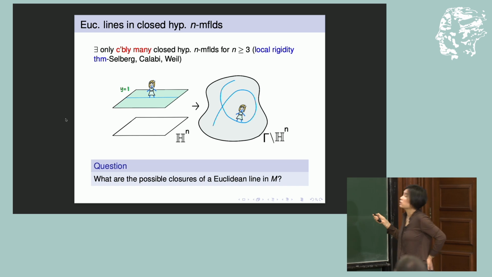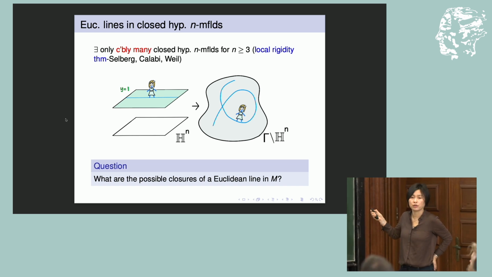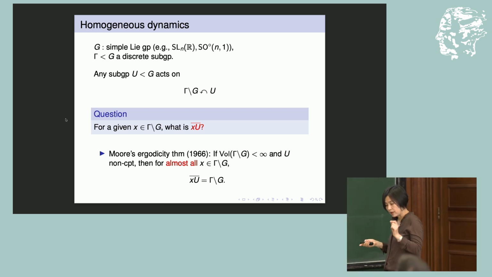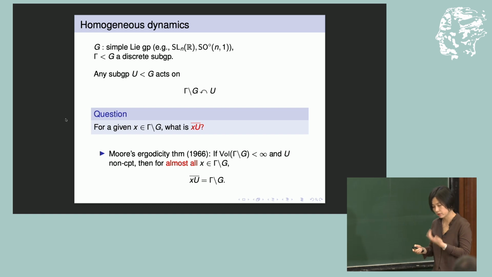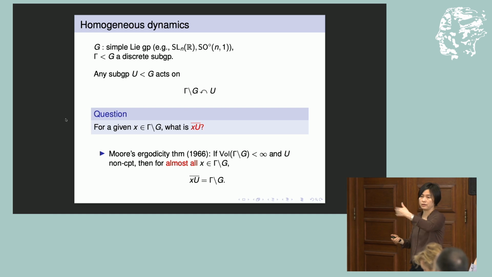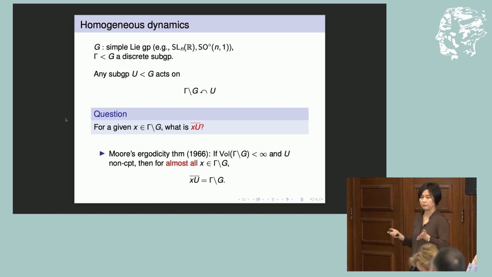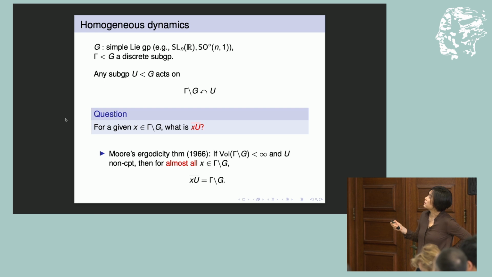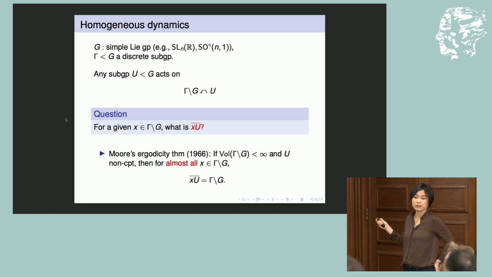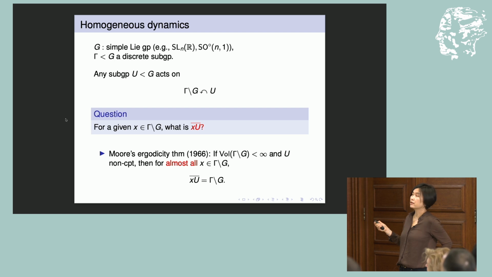So what are the possible closures of a Euclidean line in this closed hyperbolic n-manifold? In fact, Ratner answered this question, and I want to describe her theorem, but her theorem is much more general, beyond this setting of hyperbolic n-manifolds. So the setting is this. Let G be any simple Lie group. For instance, it can be SLn(R), or the orthogonal group of signature (n,1). And let gamma be a discrete subgroup, any discrete subgroup.